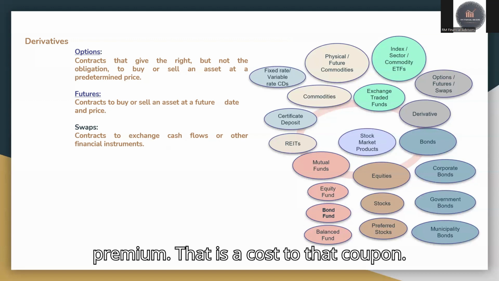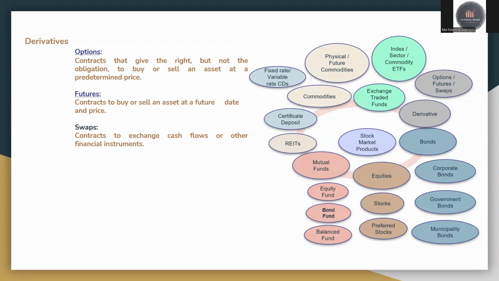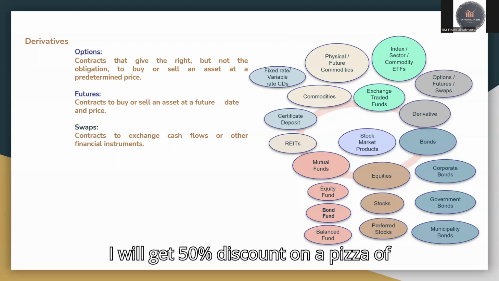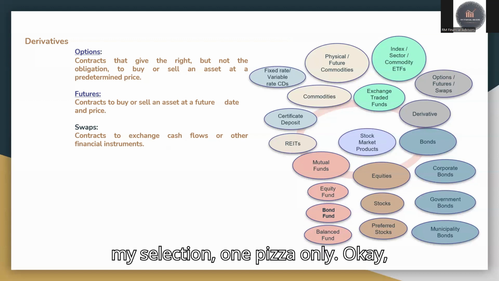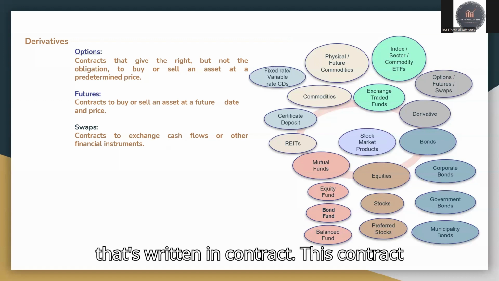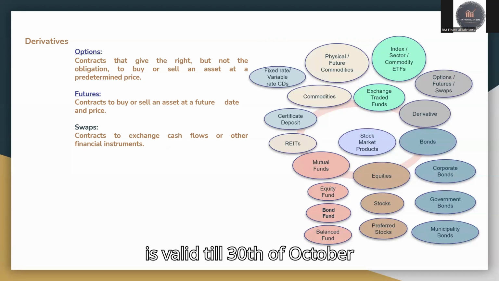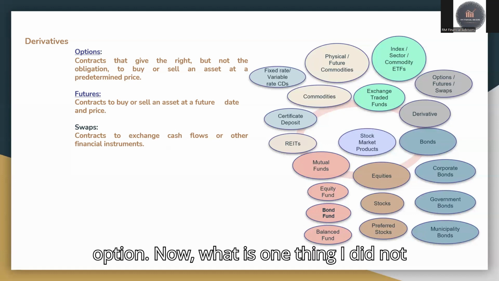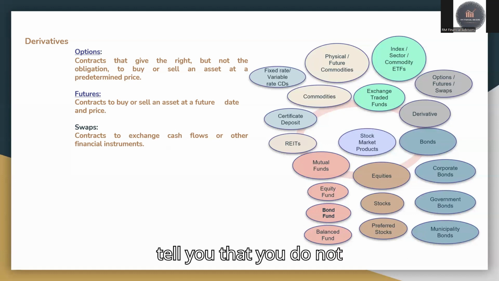That is a premium. That is a cost to that coupon. Okay. And I got a guarantee that I will get 50% discount on a pizza of my selection. One pizza only. Okay. That's written in the contract. This contract is valid till 30th of October 2025. That's option. Let's not make it difficult. That's the option. Now, what is one thing I did not tell you?